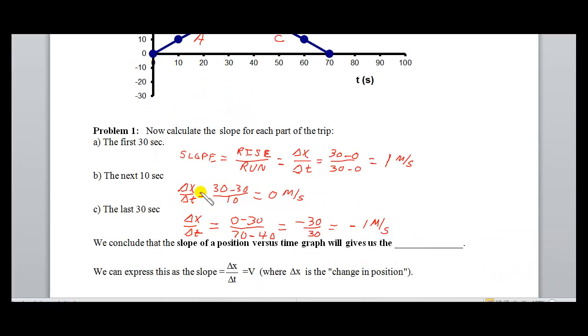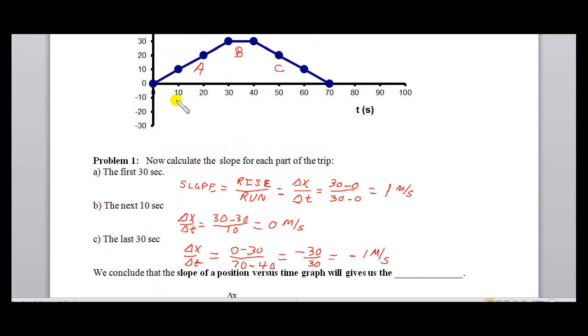Okay, here's our results. The slope is the rise over the run, which is my change in position over the time period. And I chose 2 points, one of them being the origin right here and the other point right here. So we get 30, that's this distance minus 0, and then the time is 30 seconds minus 0, and so I get 1 meter per second for this part of the trip right here.